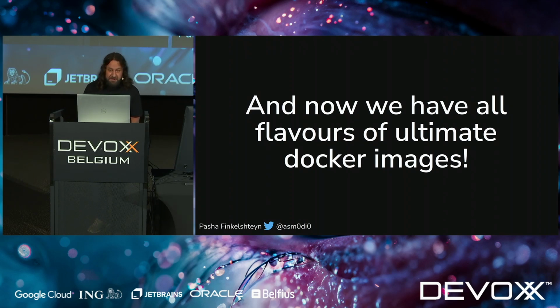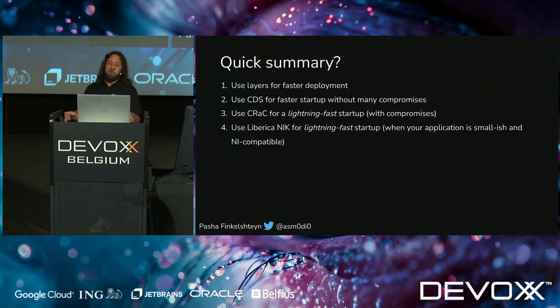And now, at this point, we actually have all the flavors of ultimate Docker images I can think about. Let's summarize it quickly. If you are okay with your current startup time, just please use layers for faster deployment. Please save some disk space. We and the Spring team work together for you to have a better experience.